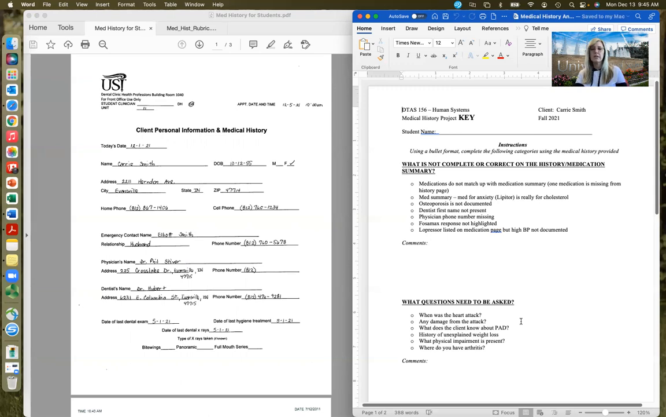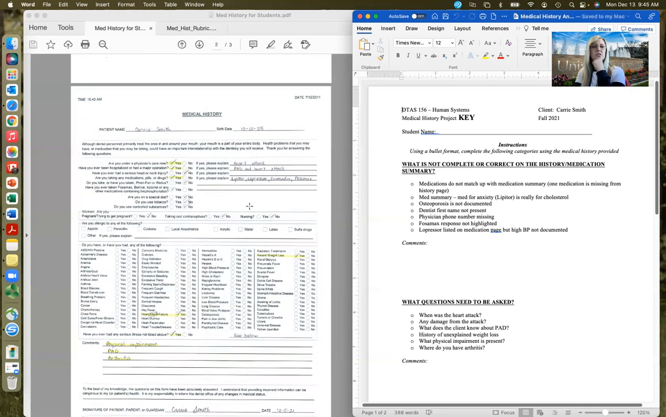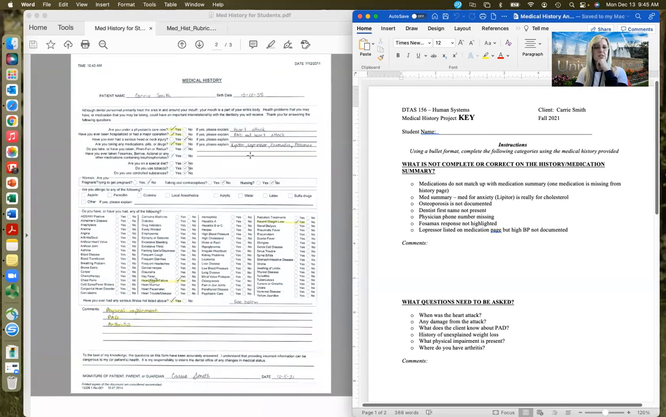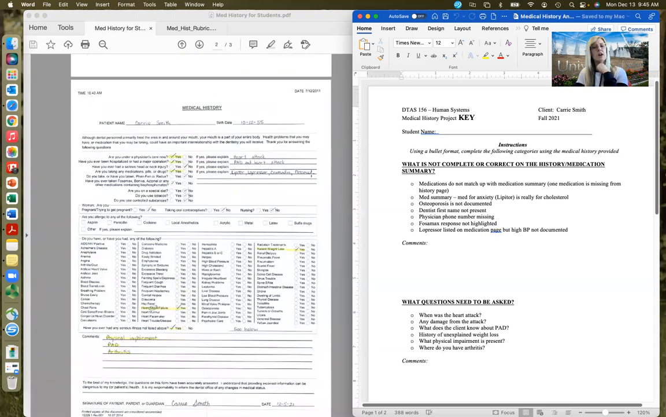Okay. So first thing on this med history was what is not complete or correct on the history and medication summary. So that was criteria number one, question number one. Okay, 7 things. First thing, the medications don't match up with the medication summary. So one medication is missing from the history page. So when you go to the first page of the history, right, they listed 4 medications that they're taking: Lipitor, Lopressor, Coumadin, and Fosamax. But on the medication page, there's actually 5 medications on there. Okay, so they don't match up. They forgot to list one, so that medication was missing from the history page.